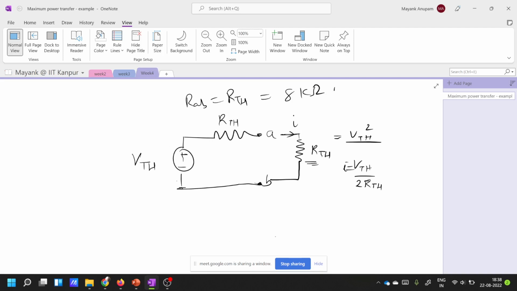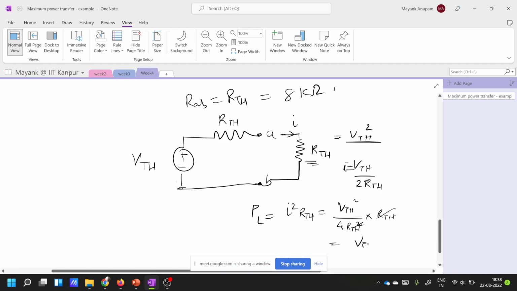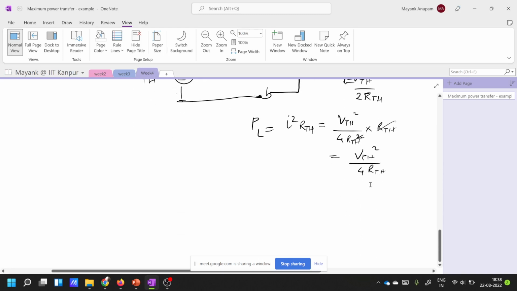One second, let me write it here. So power to the load is equal to I square times R Thevenin, right? And what is that? VTH square by 4 RTH square into RTH, right? This RTH cancels, so effectively it becomes VTH square by 4 RTH, right? So this is the maximum power that you can deliver to the load. So what is that in this case?